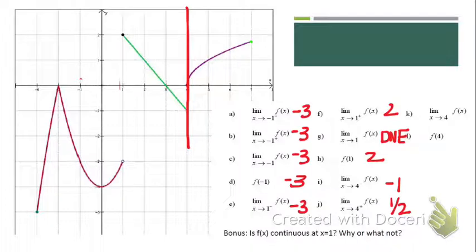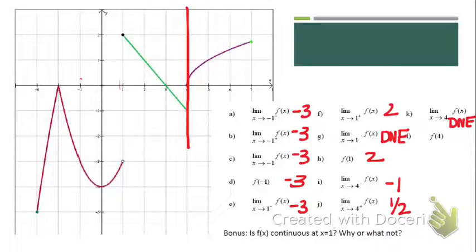All right, what about the limit at 4? Remember, if they don't touch each other on the left and right, that means that we don't have a limit at that place. And what would be your answer for the last one?